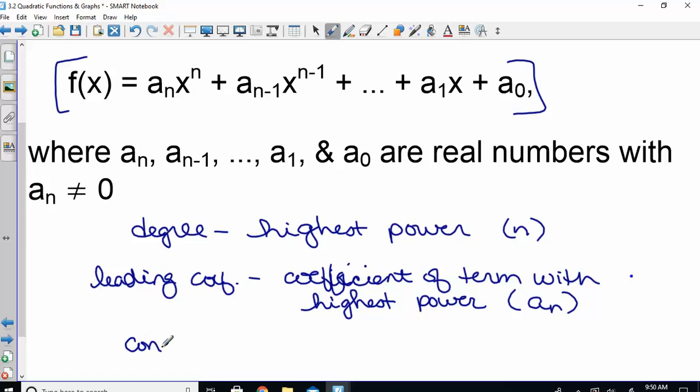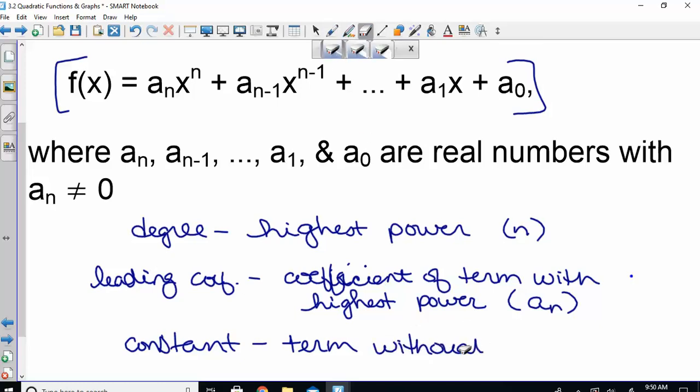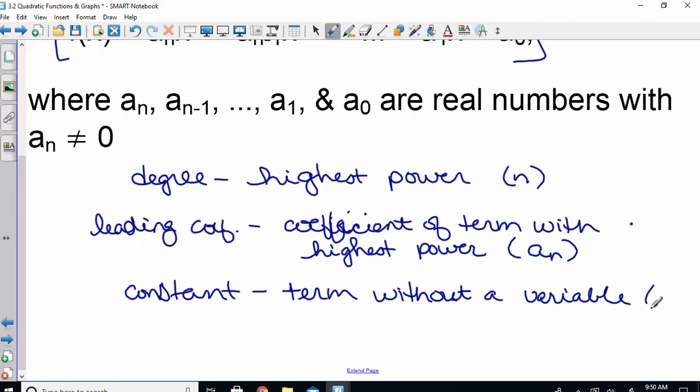What is a constant? A constant is just the term without a variable. So that would be like the a sub 0 up there. It's the thing without an x in it.